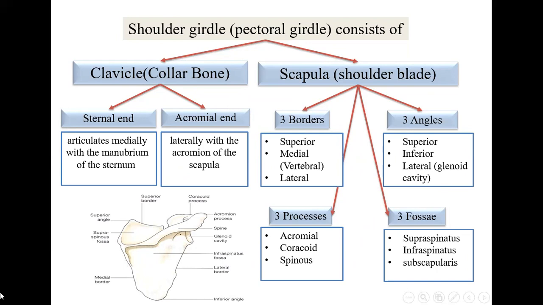Now coming to processes, again there are three processes. One is the acromial process, which I showed you before. This is the acromial process. Then we have the coracoid process. If you see here, this is the coracoid process.